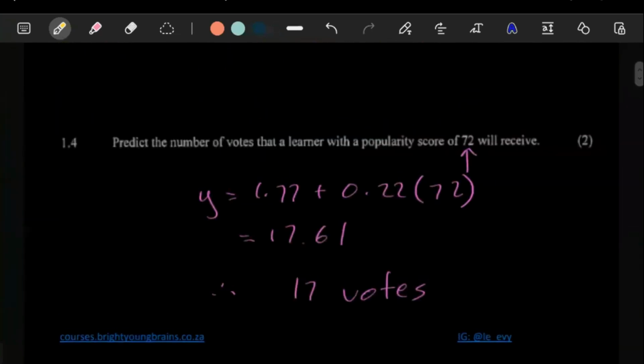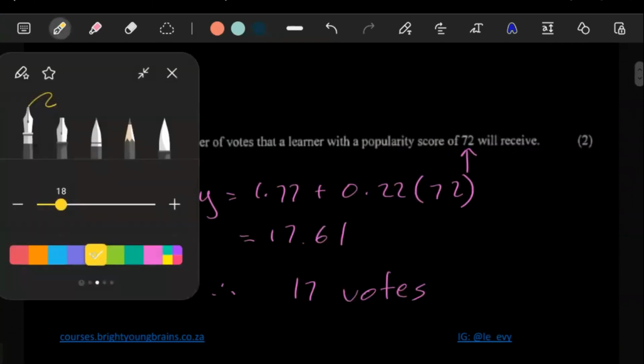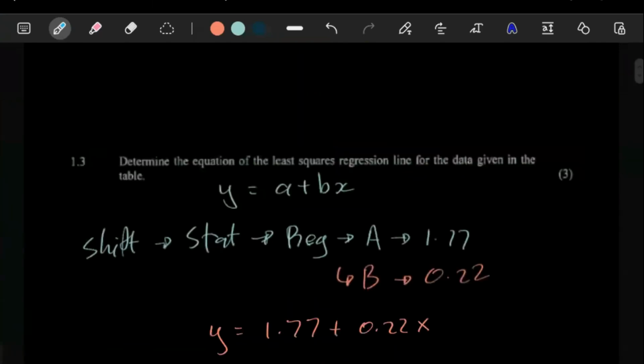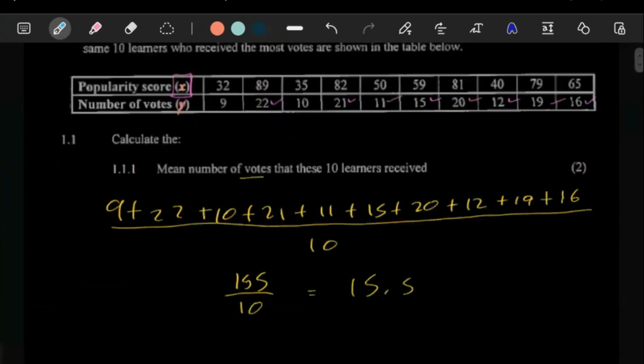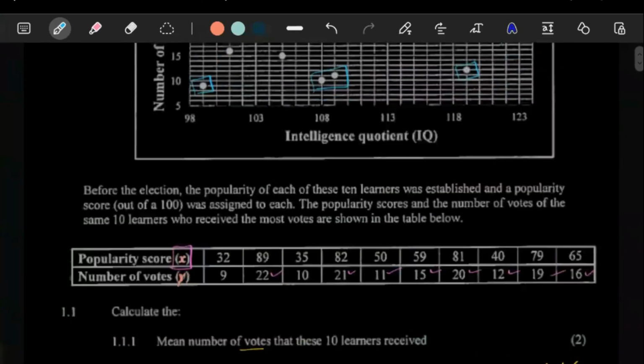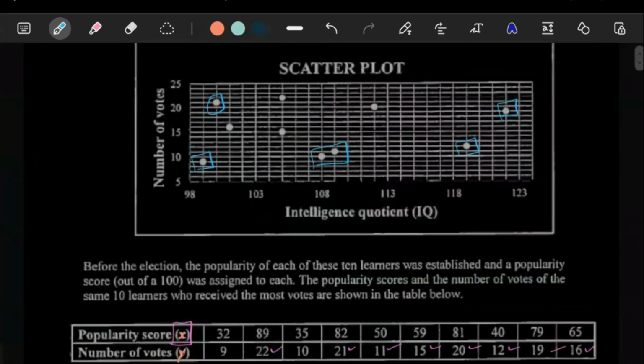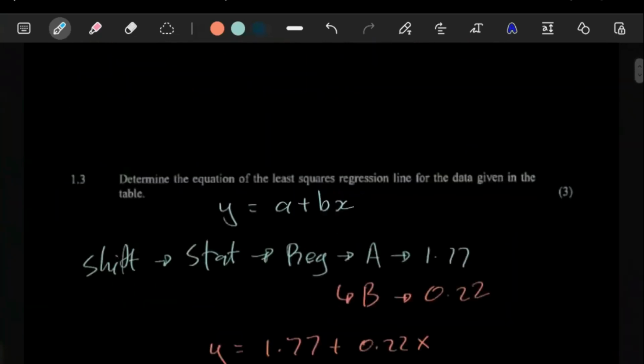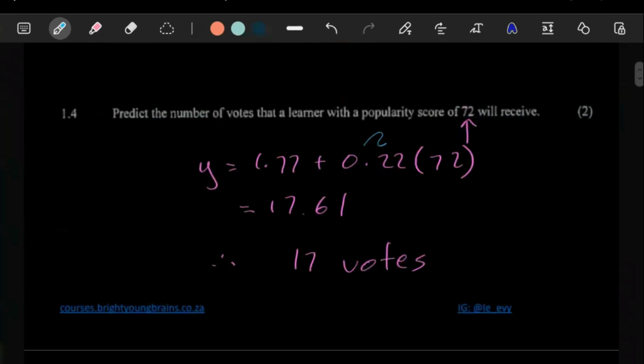What is the prediction in 1.4? The prediction in 1.4, why is this prediction reliable? Well, if you look at the votes and if you look at the IQ, let's see on the scatter plot here. The IQ, was it 72 was what? 72 was it popularity? I think 72 was the popularity, yeah.